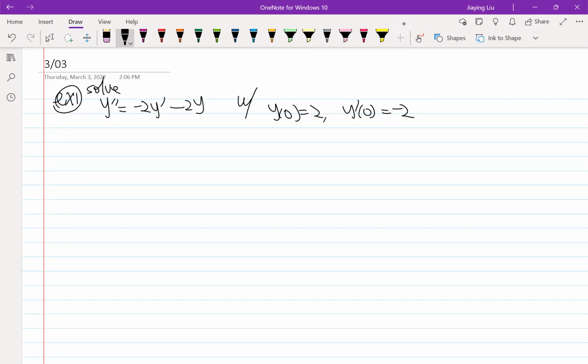The first thing we're going to do is move all the terms to the left, to see if we end up with a homogeneous equation. So y double prime plus 2y prime plus 2y equals 0. And it turns out that it is a homogeneous equation. The 0 tells us it's homogeneous. All the coefficients in front of y double prime, y prime, and y tell us that it's going to be constant coefficient.